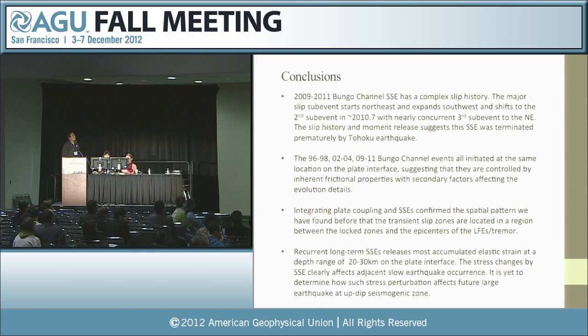So the main conclusion is that we found that the 2000 most recent Bungo Channel slow slip events have a very complex slip history, and it appears to be terminated prematurely by the Tohoku earthquake. And all three events initiated roughly at the same location, and also migrate along the plate boundary, and slow slip events confirm the deformation spatial pattern we've seen before. Recurrent slow slip events do trigger adjacent slow slip and low frequency earthquakes, but it's still not clear how that stress perturbation affects large earthquake generation in the up-dip seismogenic zones. Thank you.